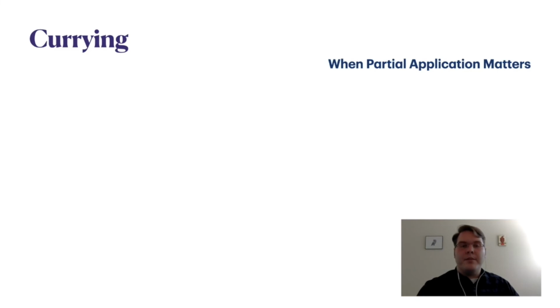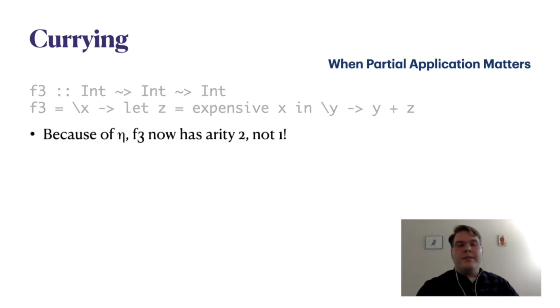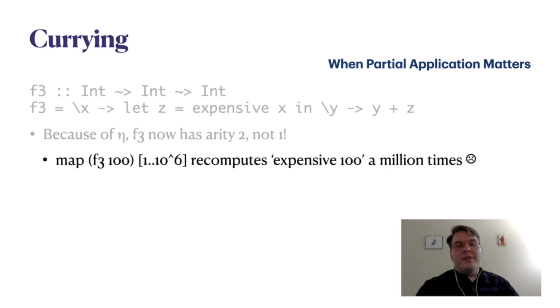But just having unrestricted eta isn't enough for practical compilation. That's because there are some instances where we intentionally want to lower the arity for a different behavior or better algorithmic complexity. For example, recall f3 from before. Its definition was conspicuously written as an arity 1 function, just so that the expensive computation of z can be shared and reused for many different values of y. But applying eta expansion, which is now always allowed, means that f3 has arity 2, not 1. If we use a partial application of f3 many times, like mapping it over a large list here, it will recompute expensive of 100 over and over.